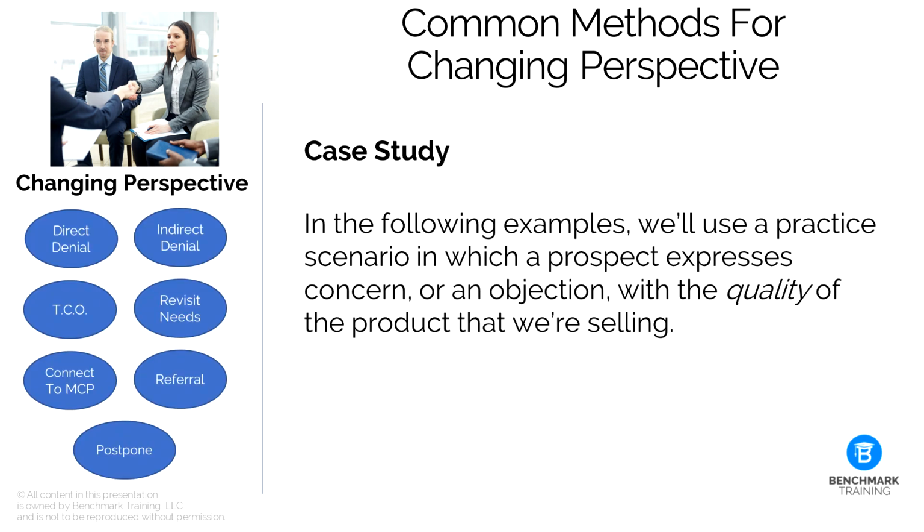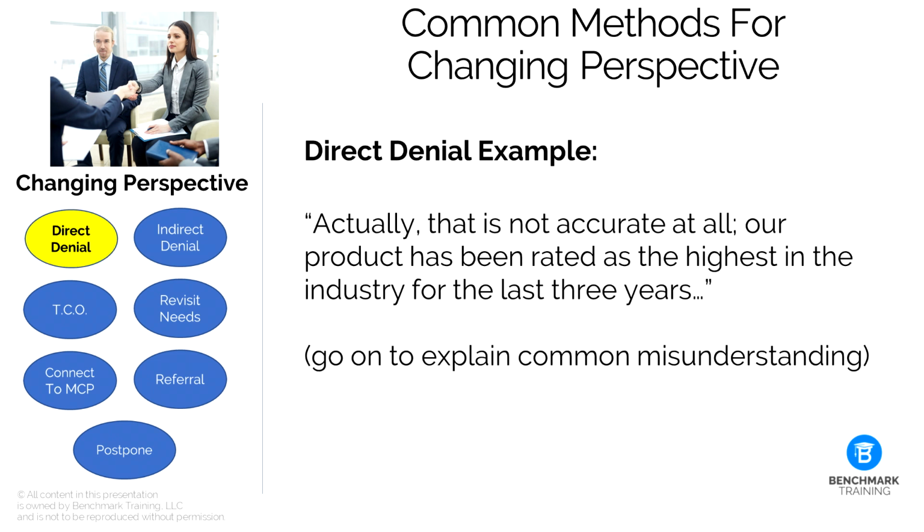As we discuss each of these methods, we'll use a practice scenario where a prospect expresses a concern with the quality of the product that we're selling. We'll start with direct denial. This method takes a rather abrupt approach to denying the prospect's perspective as accurate. So after cushioning and clarifying the objection, you might say something like, "Actually, Mrs. Prospect, that is not accurate at all."